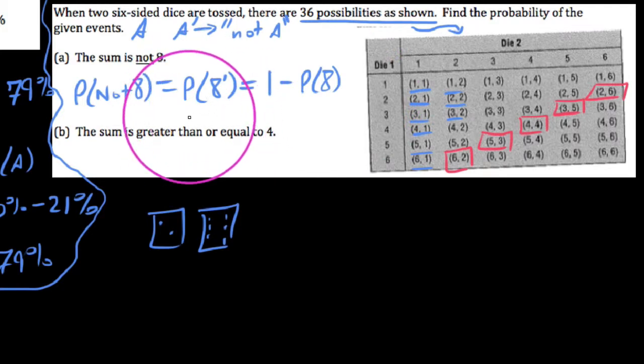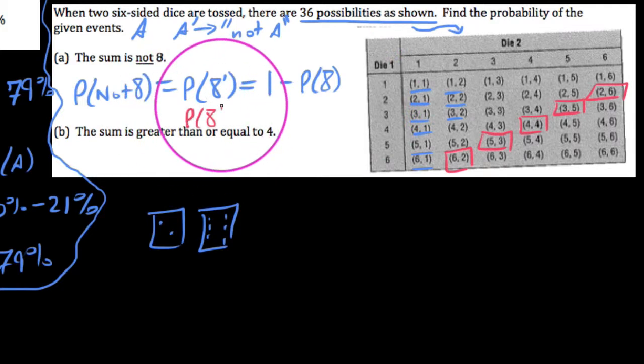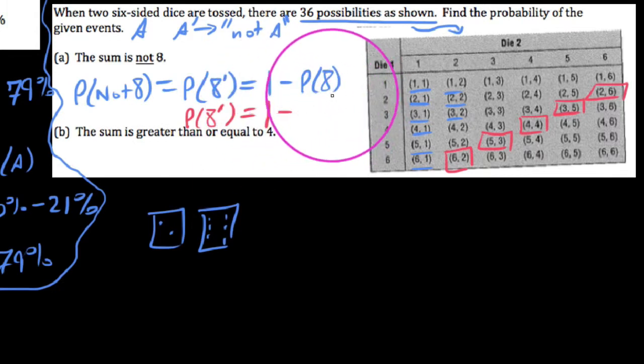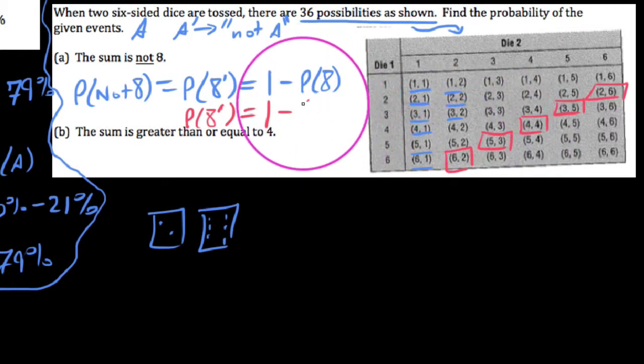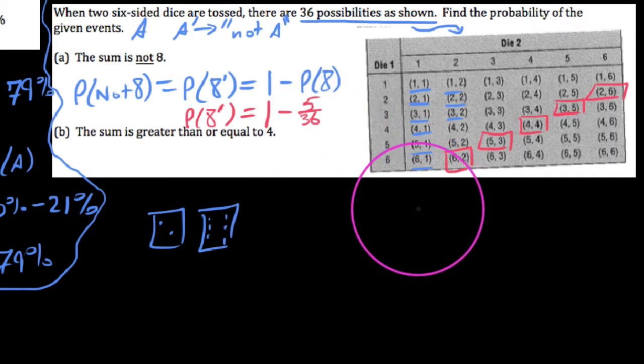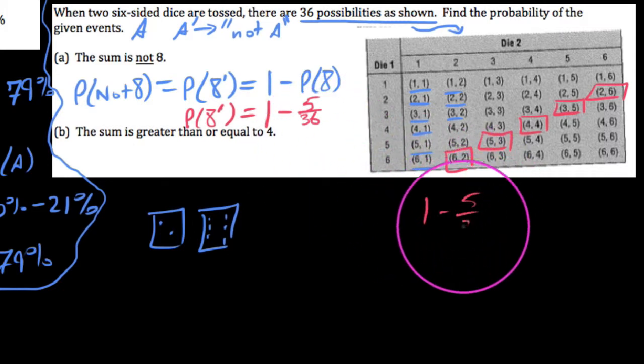So to write out how this would look over here, we say, well, then the probability of 8 prime, or anything but 8, would be this: 1 minus the probability that it is 8. And so we say, well, what is the probability that we get a sum of 8? Well, we had 5 things that came out to be a sum of 8 out of 36 total things. So, you know, I'll do my work down here. We say 1 minus 5 out of 36.